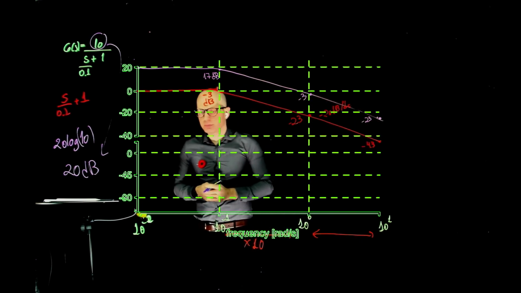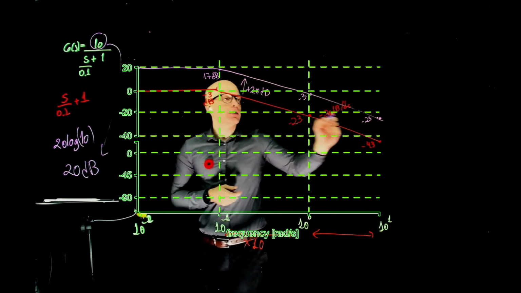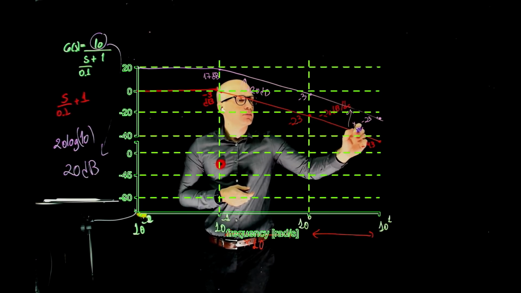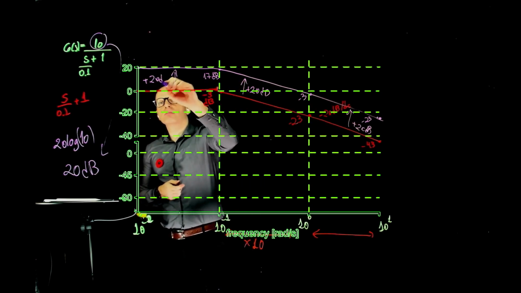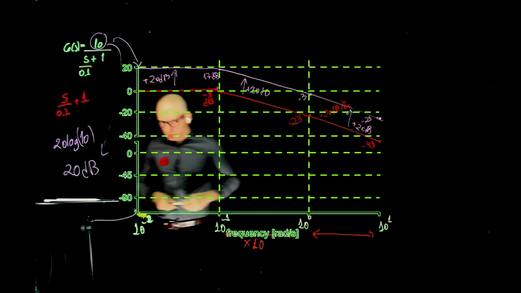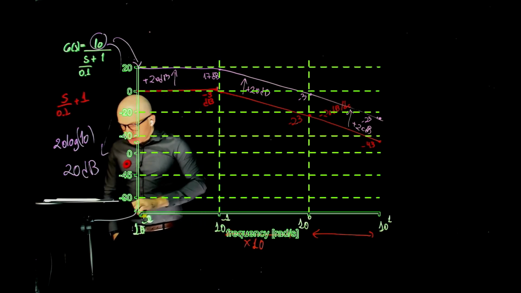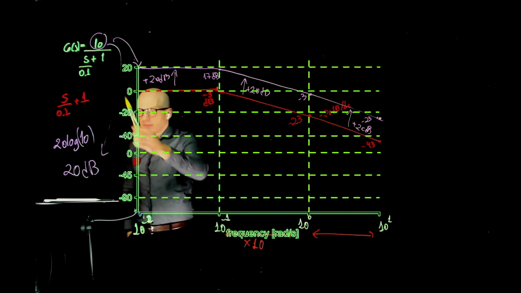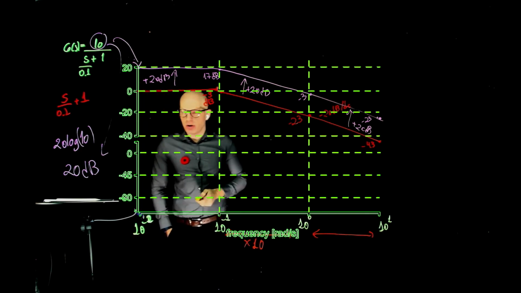Like that. Everything shifts upwards by 20 dB. And this is now the magnitude for that curve. What is the phase? Well, the phase is easy. We have the phase of a constant gain that we know is 0, so we don't even have to bother.